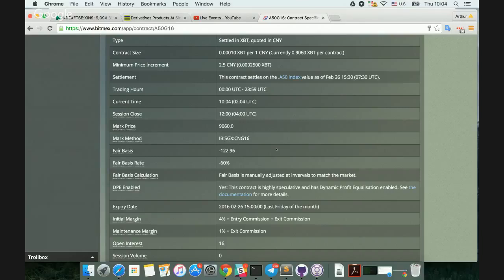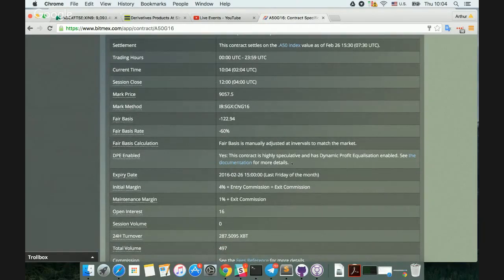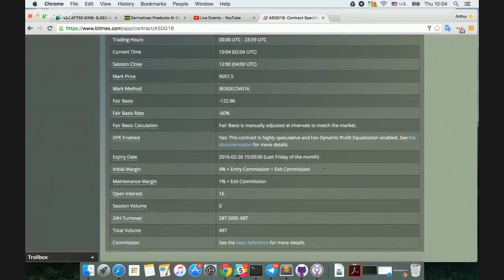And what we see here is that it's DPE enabled, which basically means our dynamic profit equalization margining method, and that's to help deal with the high leverage of this contract. The initial margin is 4%, which equates to 25 times leverage, and you will be liquidated if your equity drops to 1%, or effectively 100 times leverage.